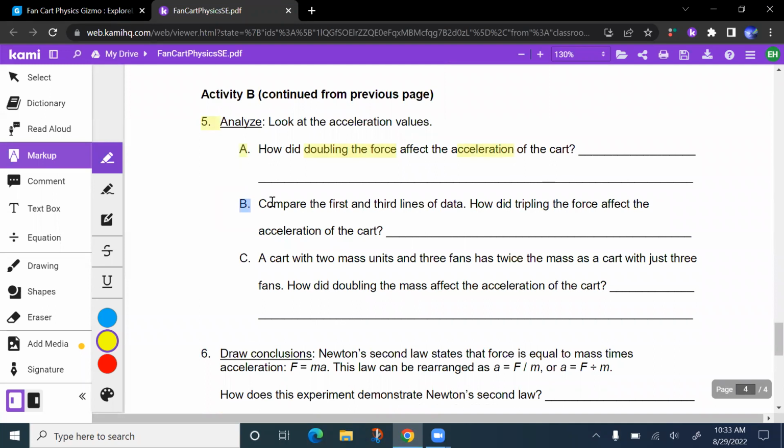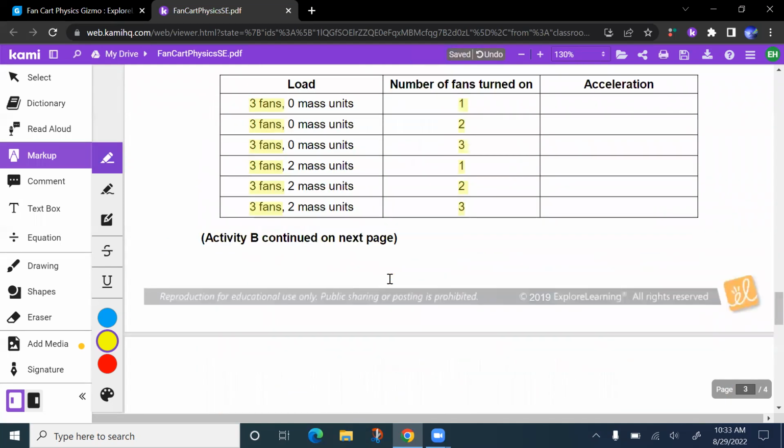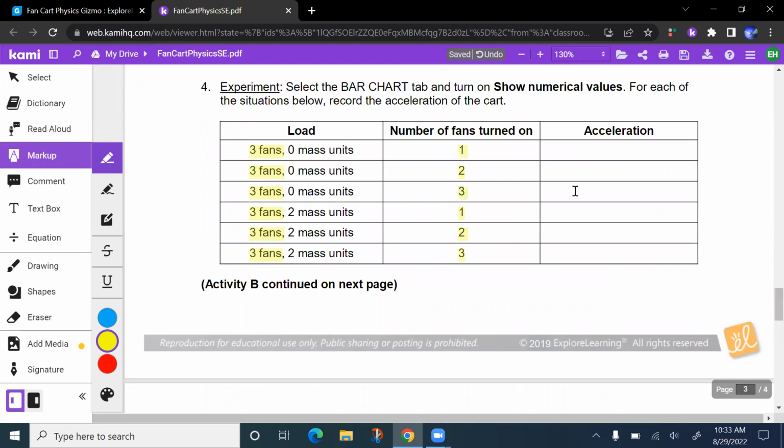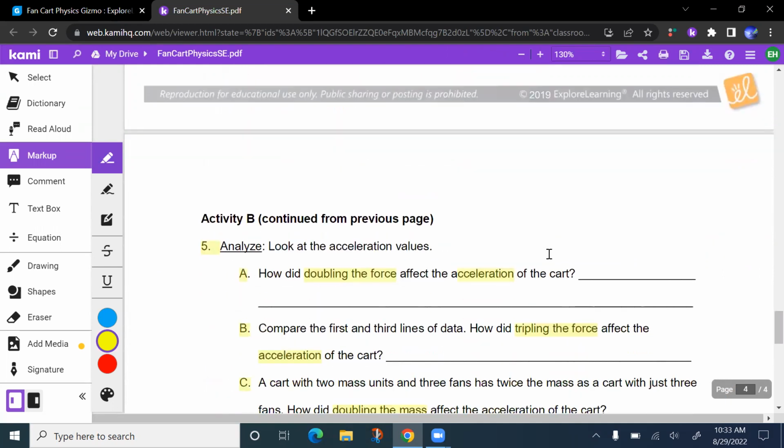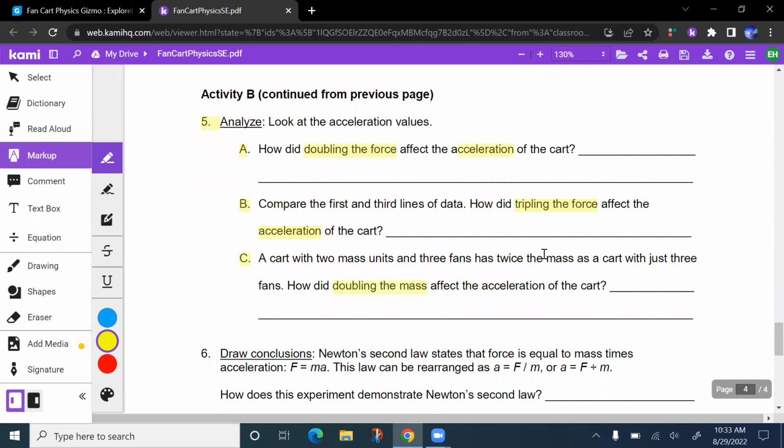Part B. Compare the first and third lines of data. How did tripling the force affect the acceleration? And then finally, part C. A cart with 2 mass units and 3 fans has twice the mass of the cart with just 3 fans. How did doubling the mass affect the acceleration? Now, to answer part C, you might want to compare 3 fans turned on with no mass units and then 3 fans turned on with 2 mass units. I would compare rows 3 and row 6. Please pause and finish part 5.